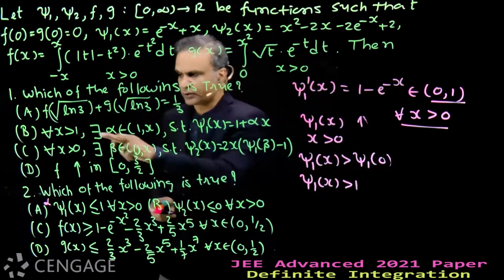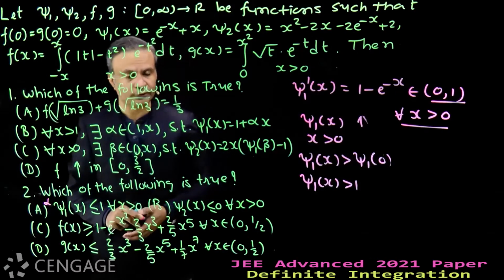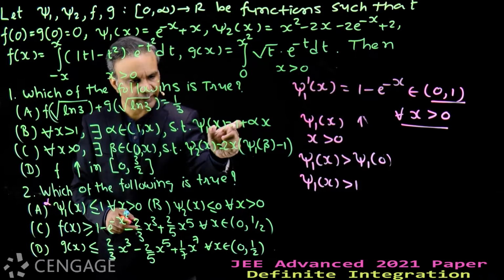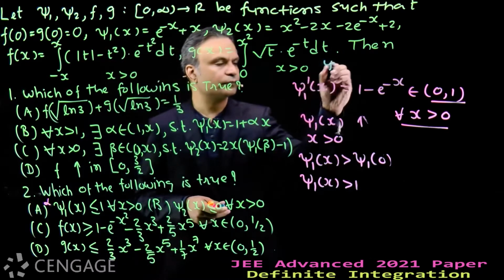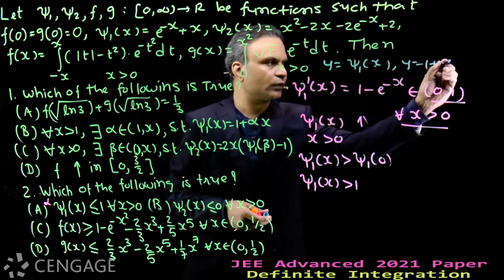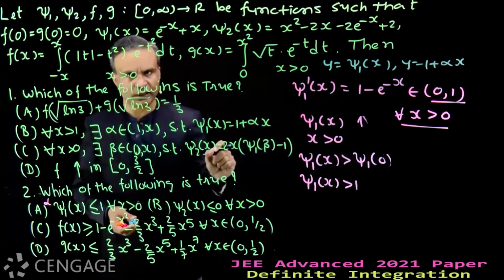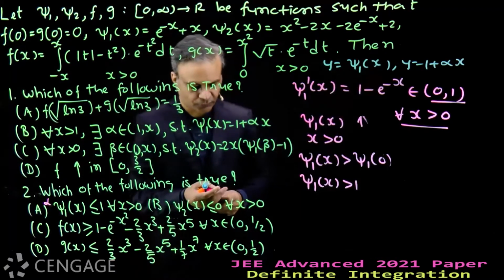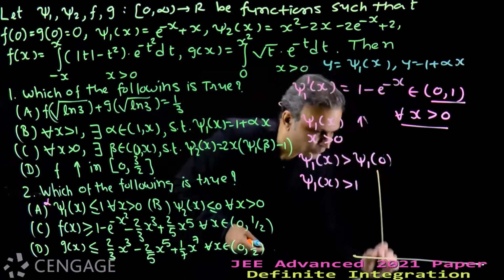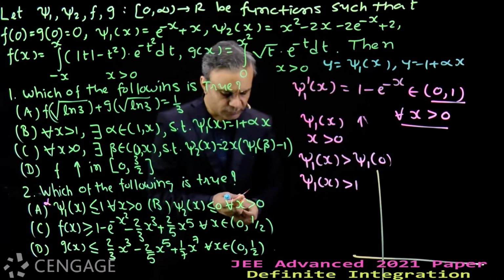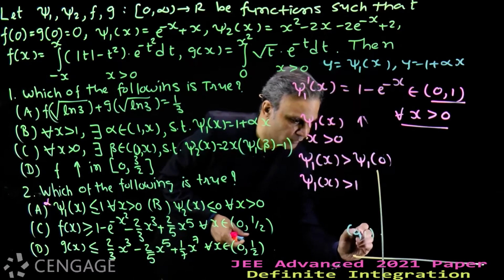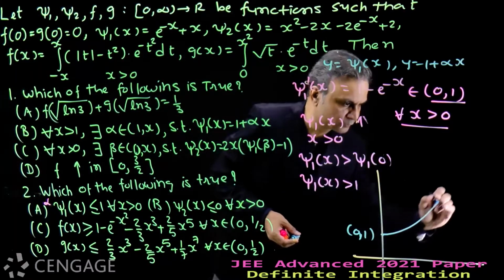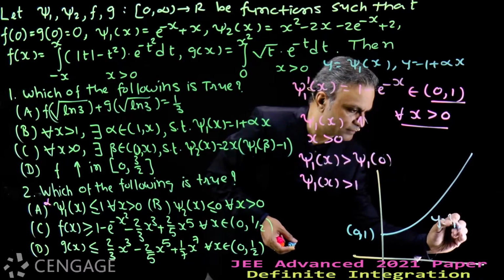Okay, then we have this option: for all x greater than 1, there exists alpha belongs to open interval 1 to x such that psi1 x is equal to 1 plus alpha x. If this holds, then graphs of y is equal to psi1 x and y is equal to 1 plus alpha x will intersect at least once for x greater than 1. So we draw the graphs of these two functions. Here we have coordinate axis. Psi1 0 is 1, so we mark here point 0 comma 1. Then psi1 x is an increasing function for x greater than 0. So we have this rough sketch for function y is equal to psi1 x.